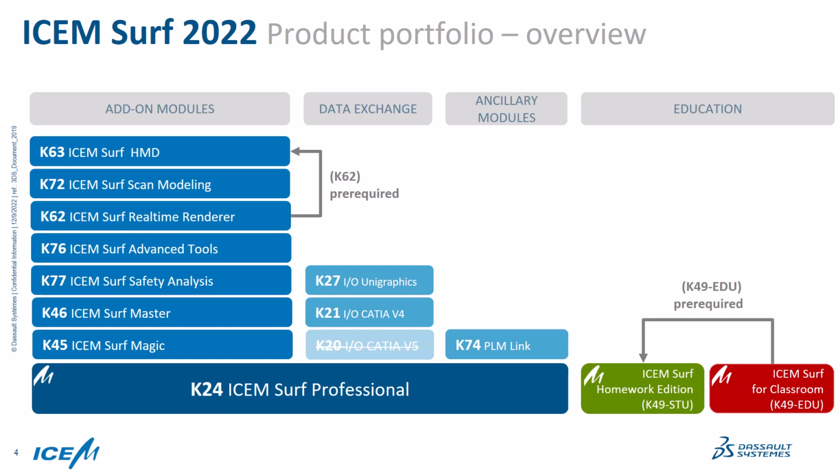For this 2022 release, we have dropped the need for the K20 license, which enabled the third-party Theorem Solutions CATIA V5 interface, because we can import CAT parts and CAT products with the base K24 professional license at release 2022. And let me remind you that when a student is enrolled on a course teaching ICEMSurf, they can get a free homework edition to use at home.